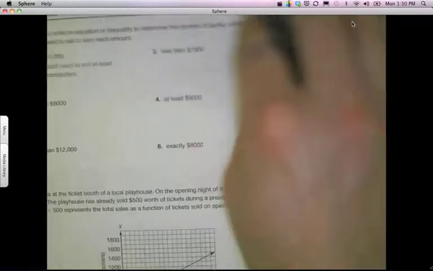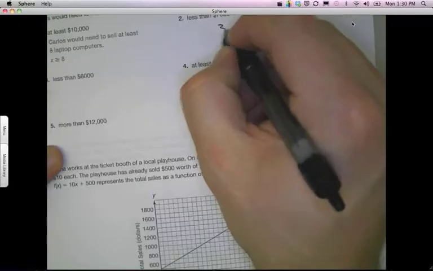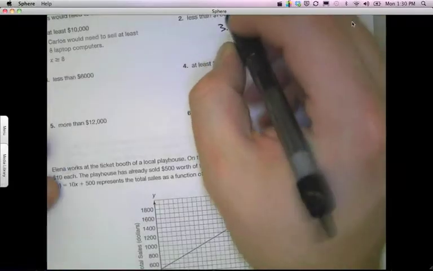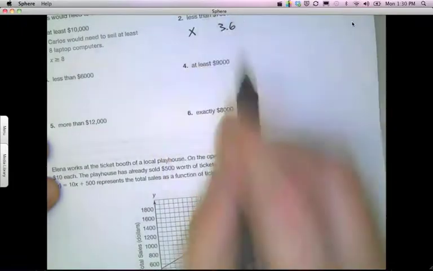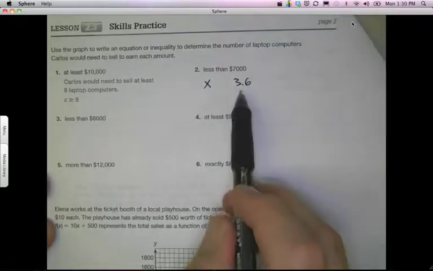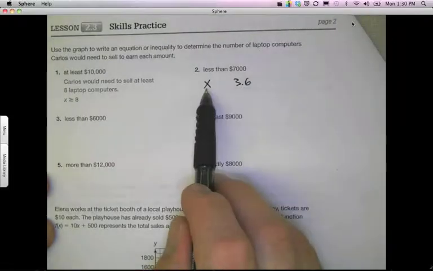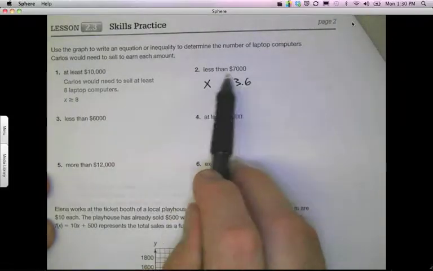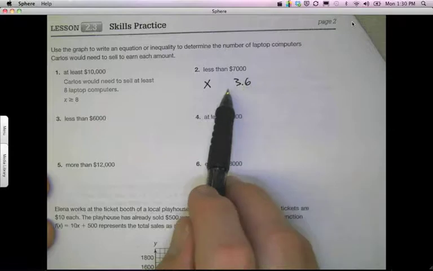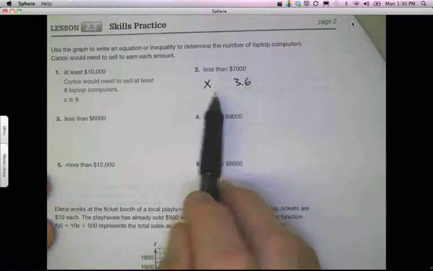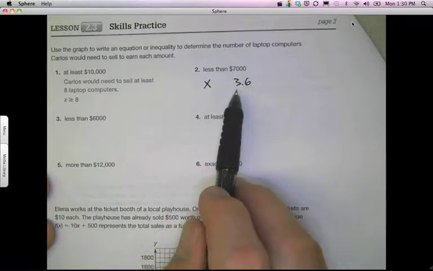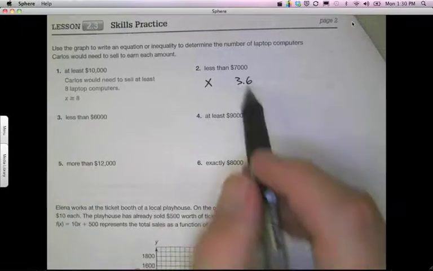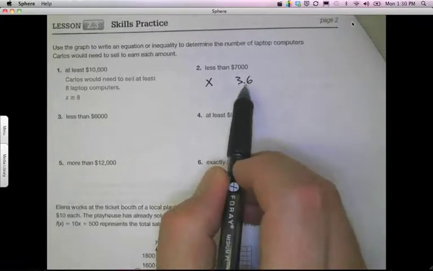3.6 is where the graph shows that $7,000 equals. So can you sell 3.6 computers? No, you can't sell 3.6. So if you want to make less than 7,000, you have to sell less than 3.6.